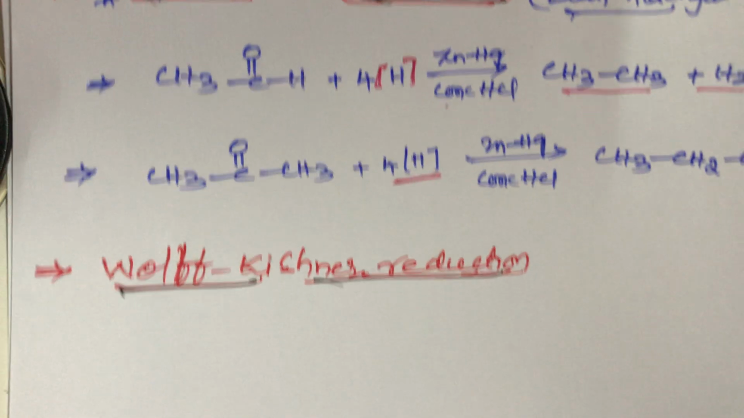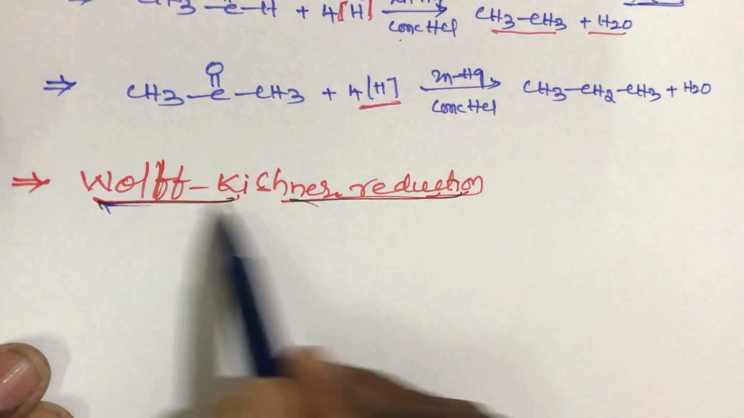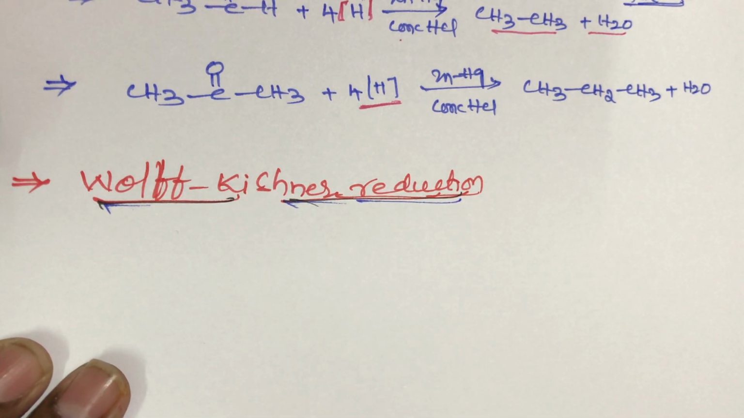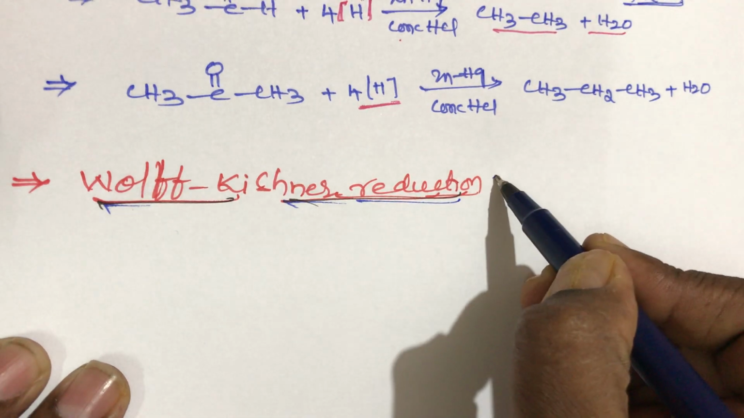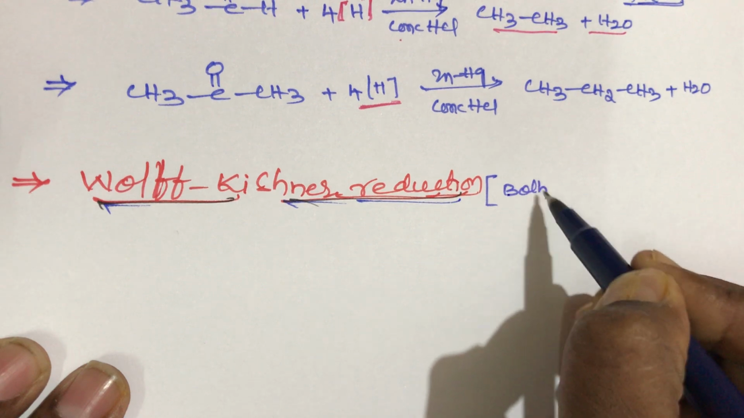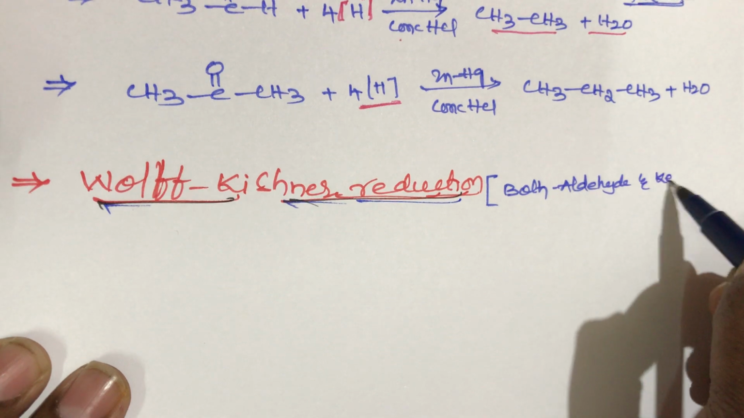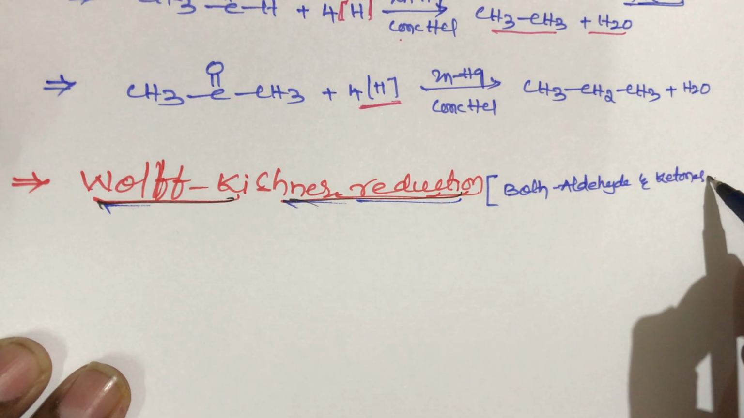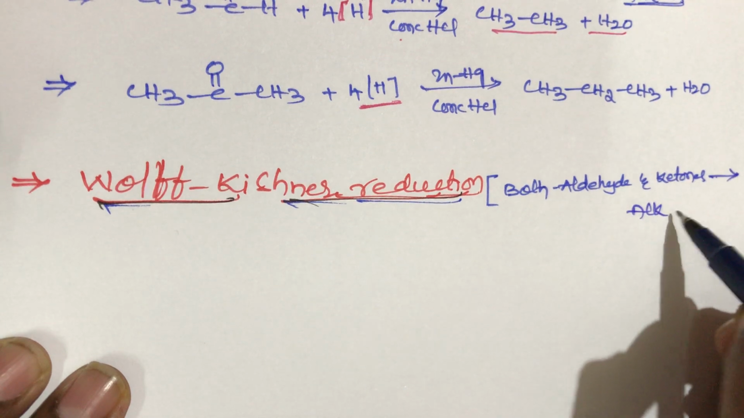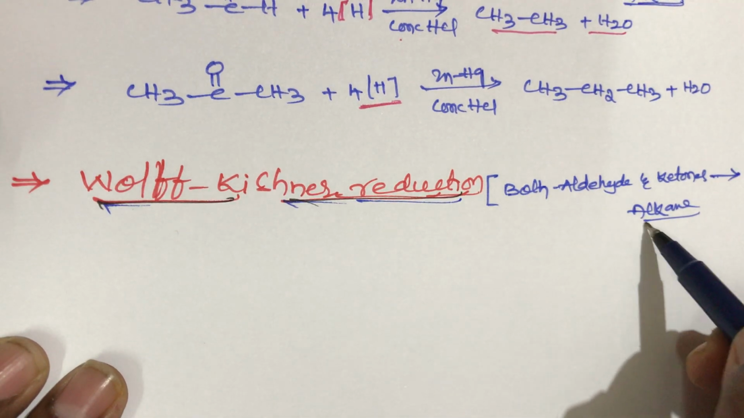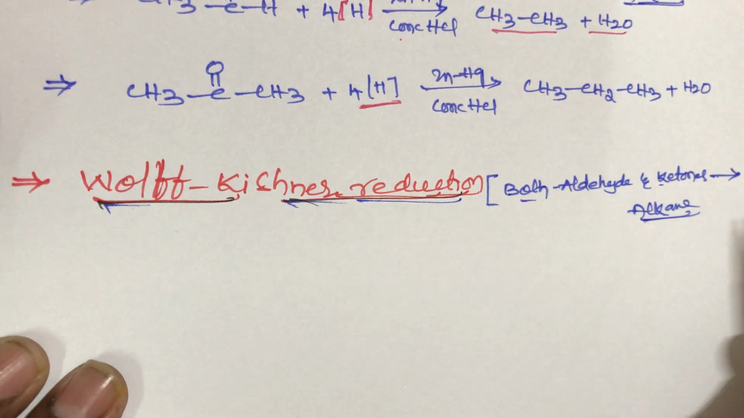Now the next important named reaction, student, is Wolff-Kishner reduction. What is the use of Wolff-Kishner reduction, student? Here also both aldehydes and ketones are converted into alkanes. It is the same thing, students. This is also an important named reaction. In this Wolff-Kishner reduction, here also alkanes are prepared from aldehydes and ketones.